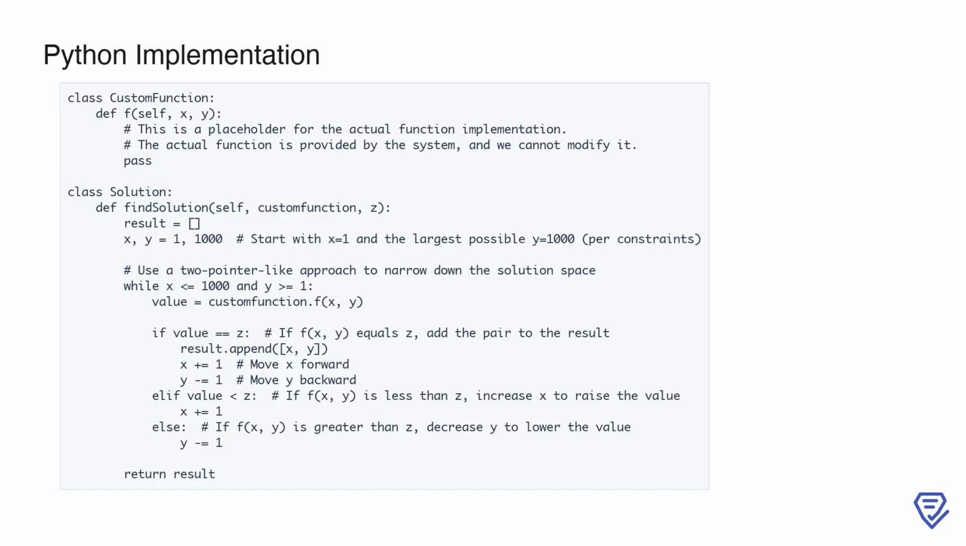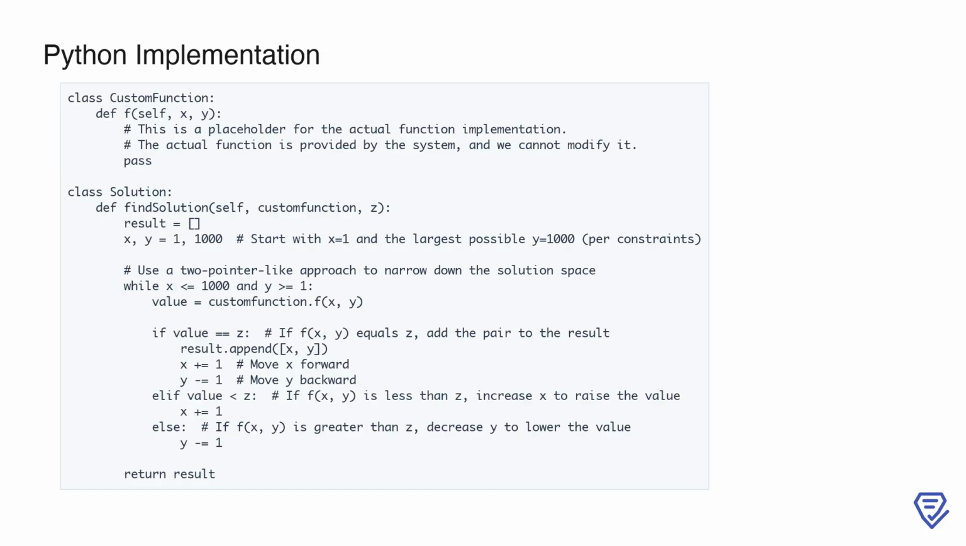Explanation of the code. 1. Custom function class. This represents the hidden function f(x, y) provided by the system. The implementation is not visible to us, but we can call it using customfunction.f(x, y). 2. Solution class. The findSolution method is implemented to compute all valid pairs (x, y) where f(x, y) equals z. 3. Initialization. We initialize x to 1, the smallest possible value, and y to 1000, the largest possible value, given the problem constraints.